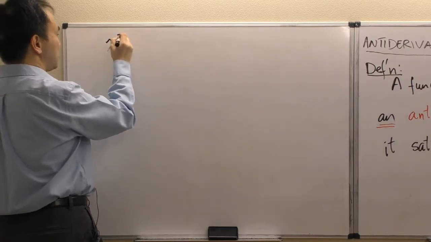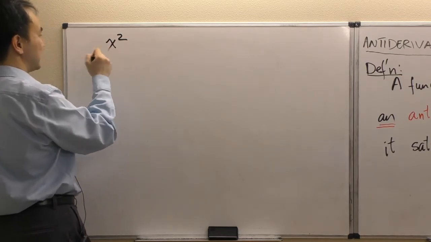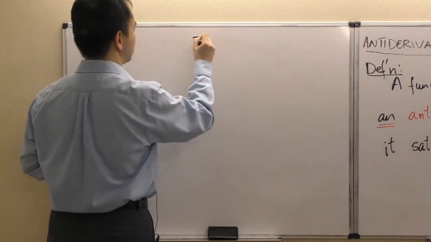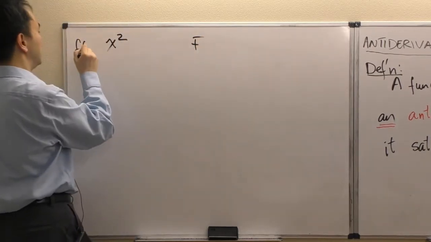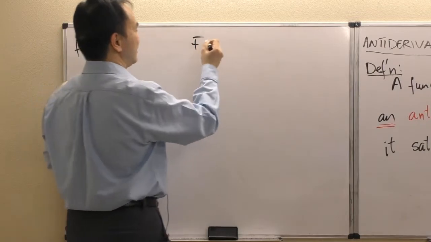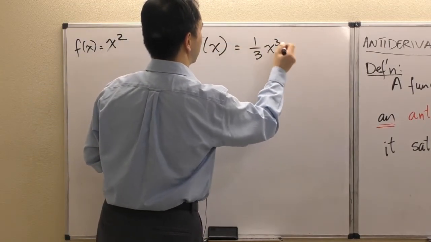Let's put that back: f of x equals x squared. This is f of x. And then the most natural capital F that happens was 1/3 x cubed.